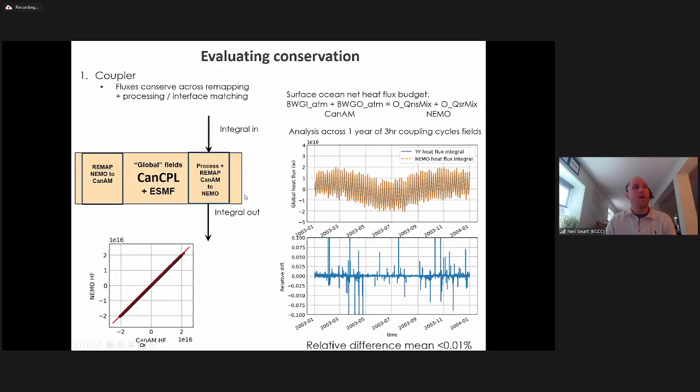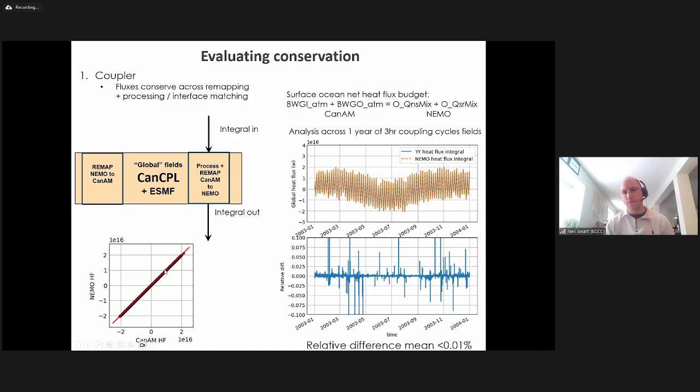So we can look at conservation in terms of fluxes coming through the coupler, and we can compute the integrals on both sides of both that remapping and the processing. So this is just an example for the surface ocean net energy heat flux. There's some fields from CanAM which represent that, and there's some fields on the ocean side which represent that, and we can compute the global integrals of those. The top panel on the right is showing the global integral of these heat fluxes in the yin-yang grids in blue, and then in NEMO in orange. And the bottom is showing a relative difference between those, which on average is less than 0.1%.